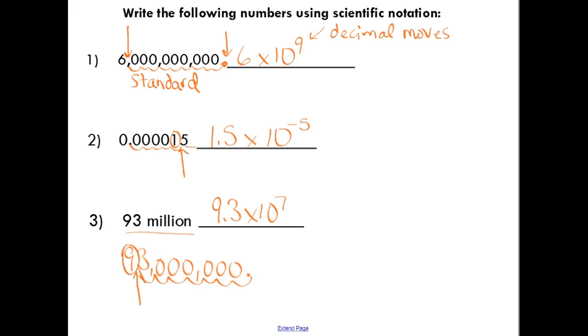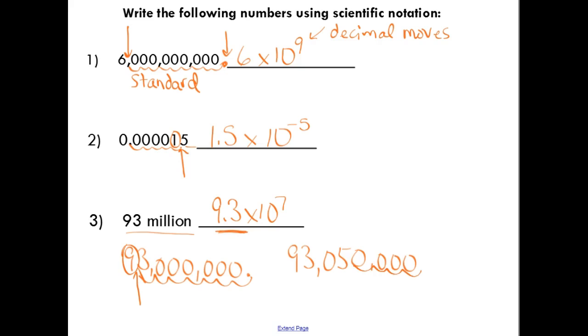Now we'd have to include all the numbers in here that are not 0. Let me rephrase that. We write it until there's only zeros left. So if this said 93,050,000, we would have to still do the same thing.